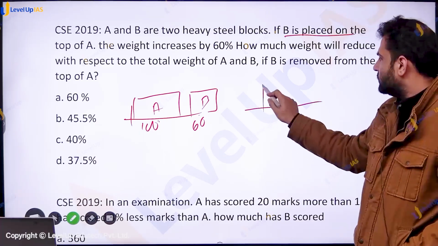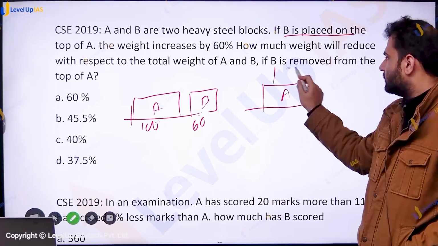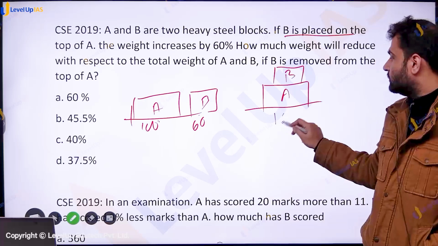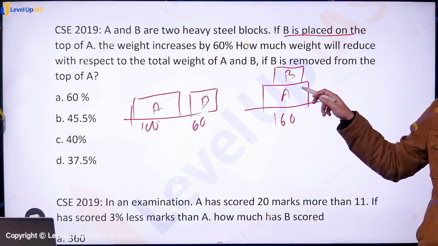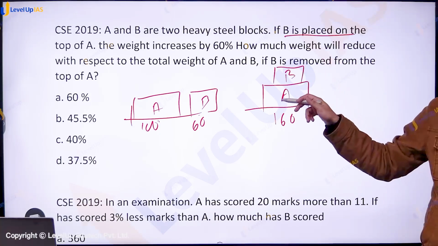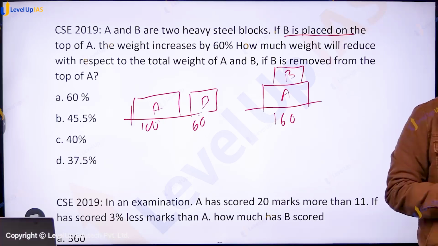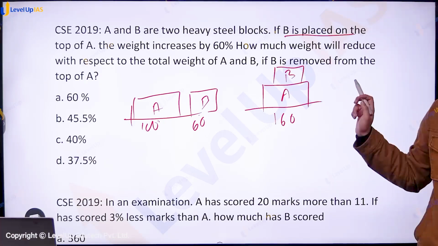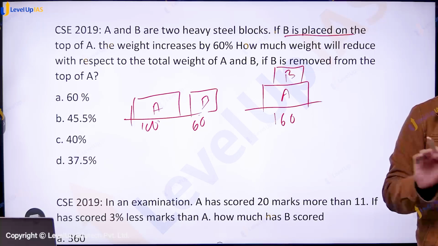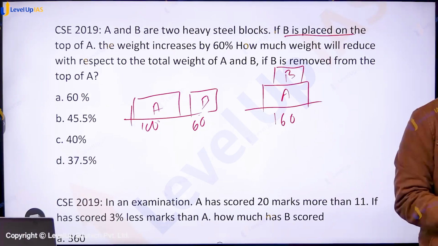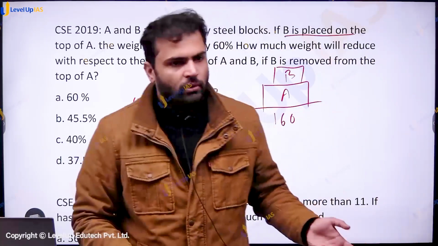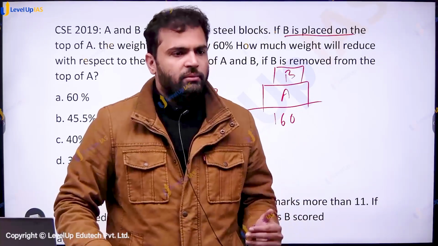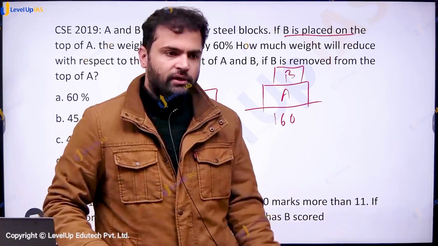So I have this situation, A and B. So this is 160, right? And the question is, how much weight will reduce with respect to total weight? Total weight is 160. If B is removed from this, how much is the reduction with respect to total weight? Basically, they are asking to change our base from 100 to 160. What is the percentage change? Percentage change is always absolute change divided by base value into 100.